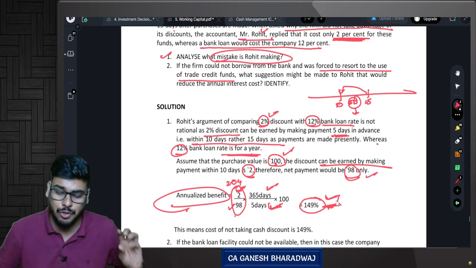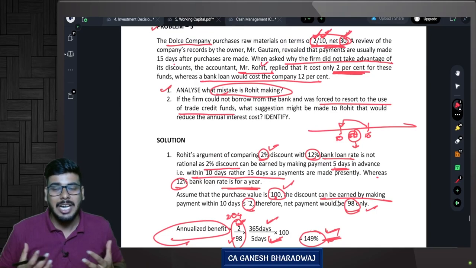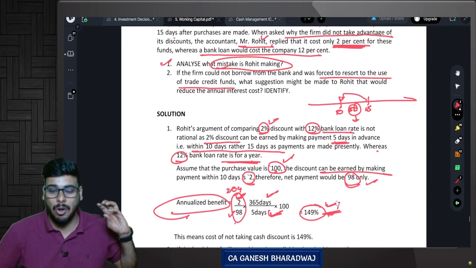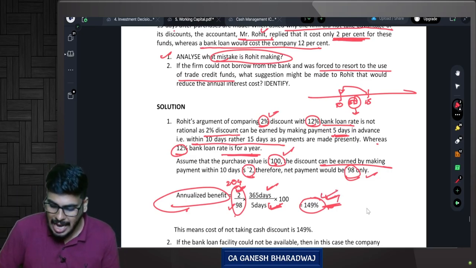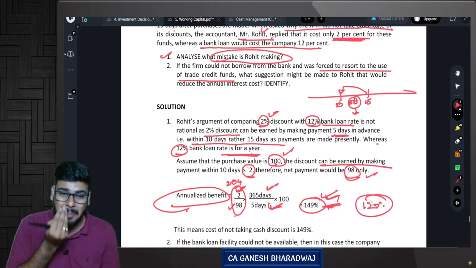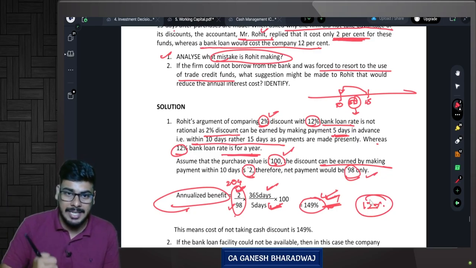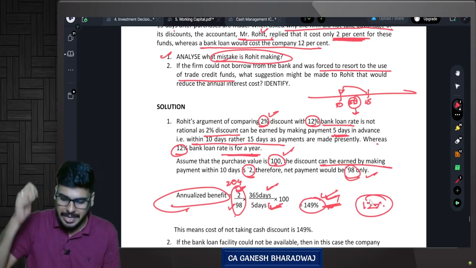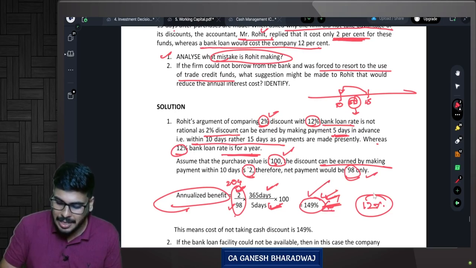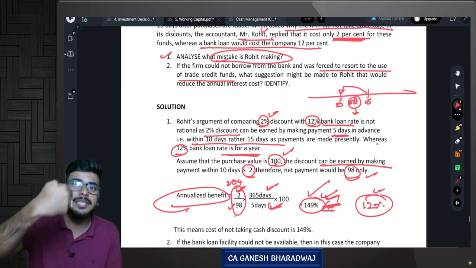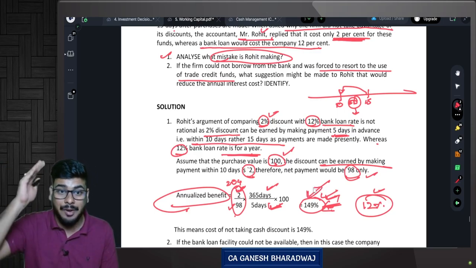if I make use of this discount that they have mentioned, that is 2/10 net 30, if I make the payment 5 days earlier, that is before 10 days, now I can save some discount, and the annualized cost of discount is actually 149% as against 12%. So it is better for me to borrow at an annualized 12% and pay this creditor 5 days earlier and benefit by 149%. So obviously it is better to take the loan, pay this creditor 5 days before itself, that is within 10 days, and avail the benefit of 149%.